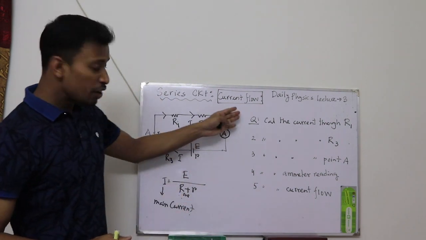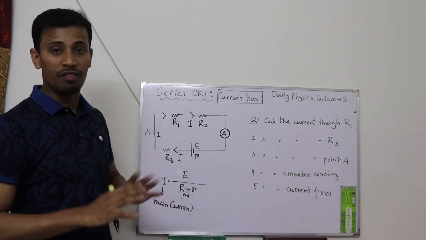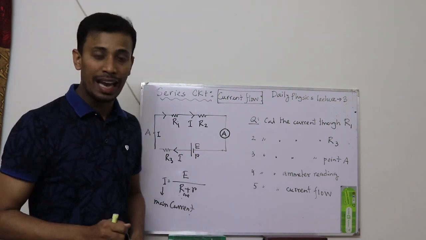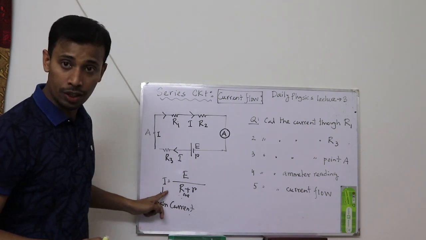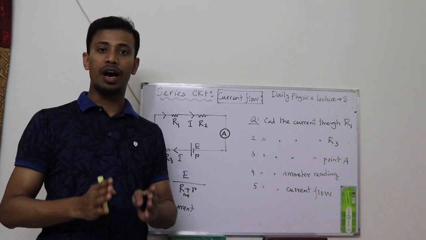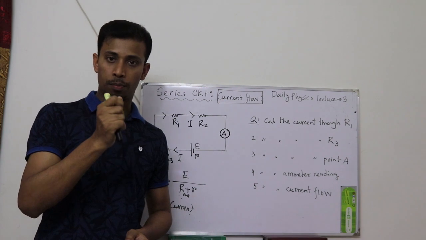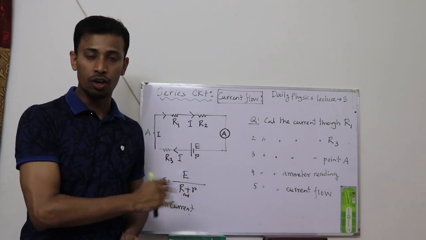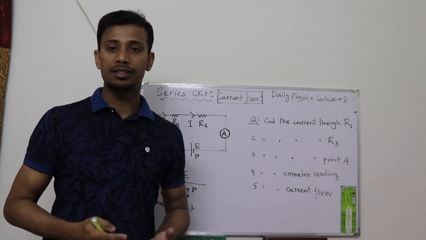So if the question says anything about the current flow, whatever the point or whatever the resistance is, and if they are in the main line, we can get the current flow by this equation. Okay, I hope you understand this part. I'll discuss a problem later in this video. So let's move on to the next part, and that's the voltage divide law.